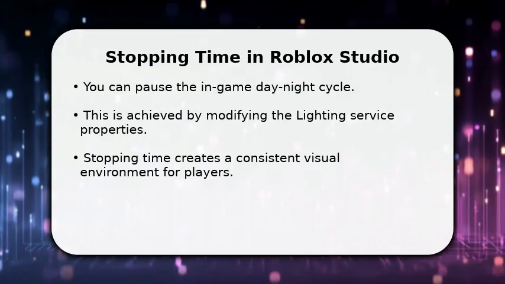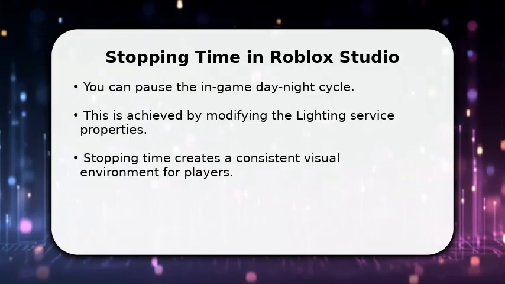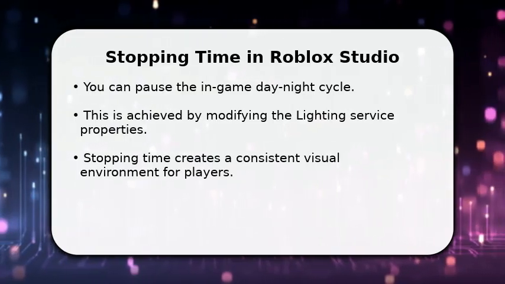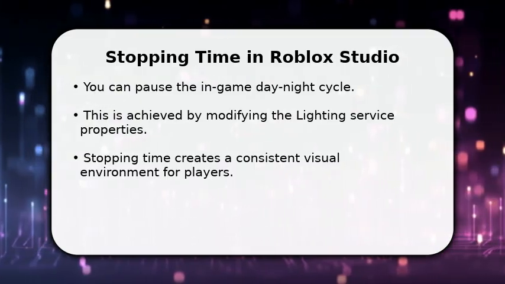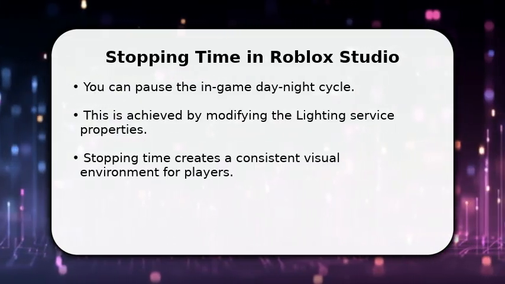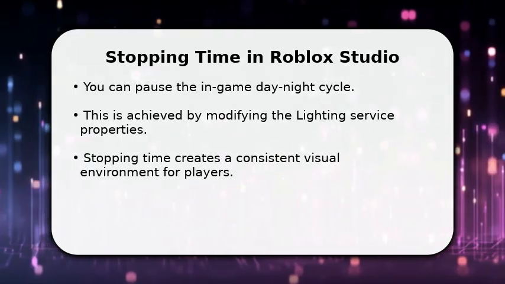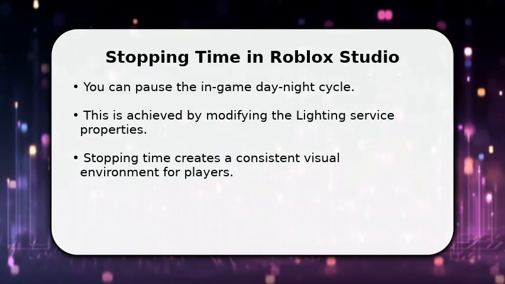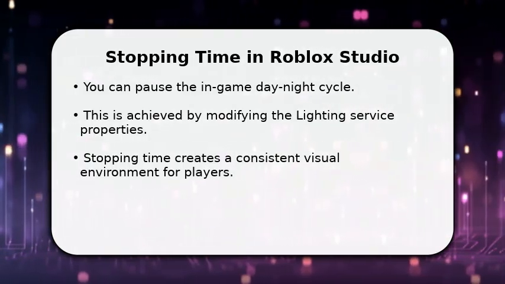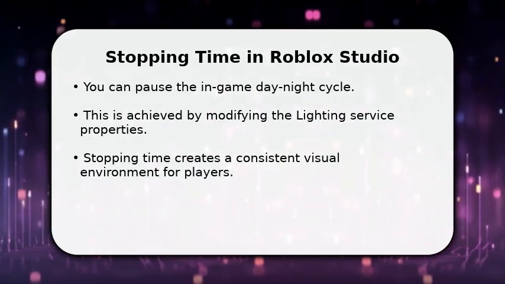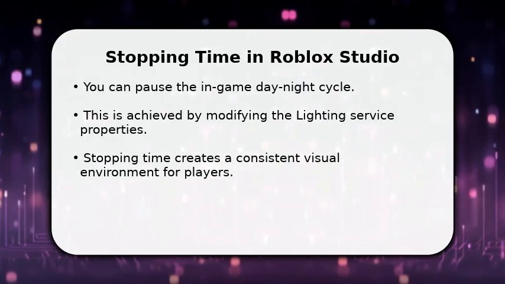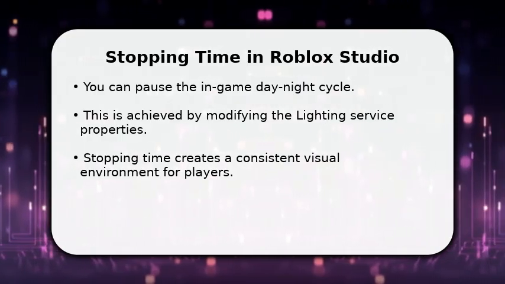In this video, I will explain how to make time stop in Roblox Studio. To begin, open your Roblox Studio project and locate the lighting service within the Explorer window. This service controls all environmental lighting, including the time of day. We will be adjusting specific properties within this service to achieve a static time. This is a fundamental step for many game designs, ensuring your world always looks exactly as you intend.